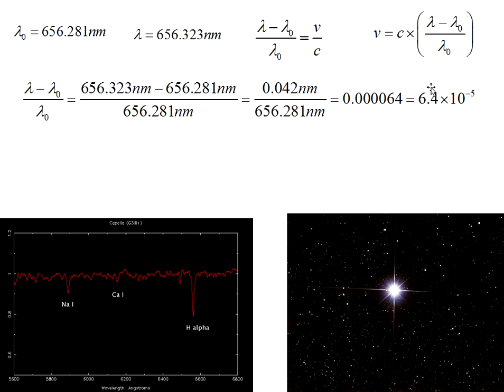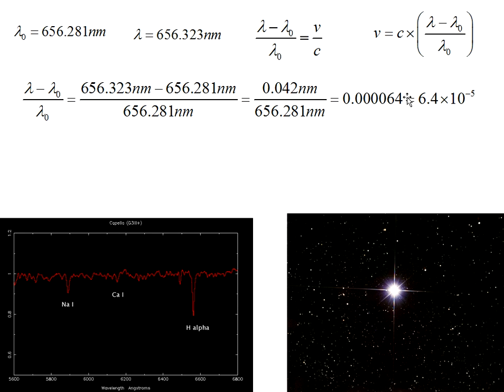So now we can just plug stuff in. So we have lambda minus lambda naught. First, let's just do what's in the parentheses. Lambda minus lambda naught is 656.323 minus 656.281, and then we divide that by lambda naught. Here's what you get when you subtract those two wavelengths, and there's lambda naught. Then you plug this in your calculator. Notice the nanometer unit cancels out, so this just turns into a number.